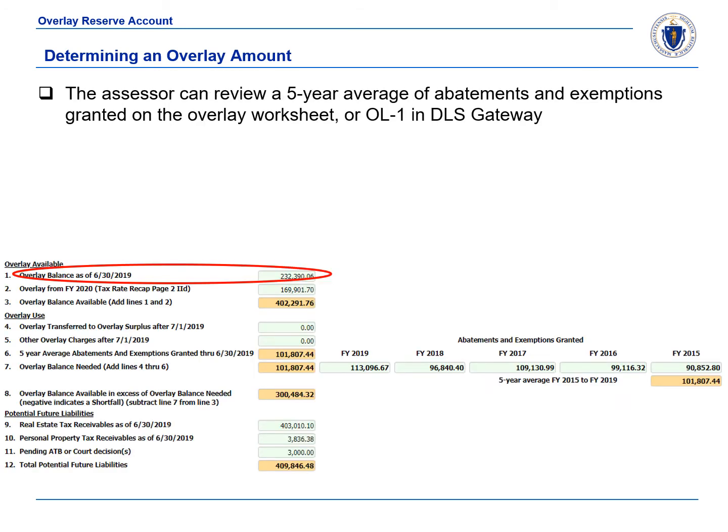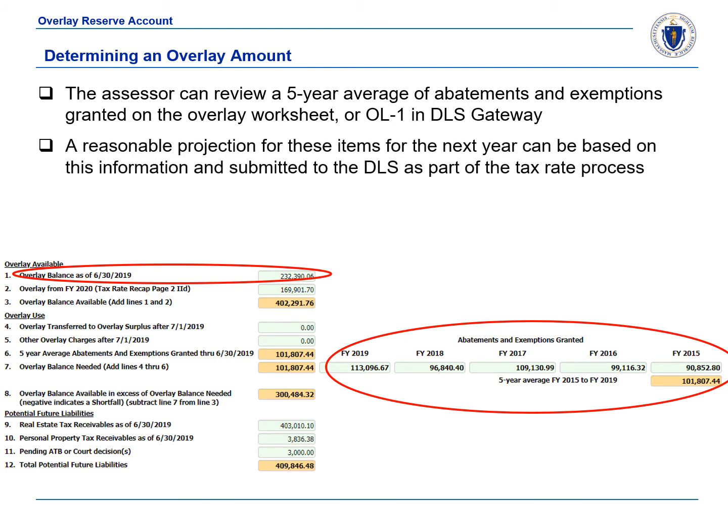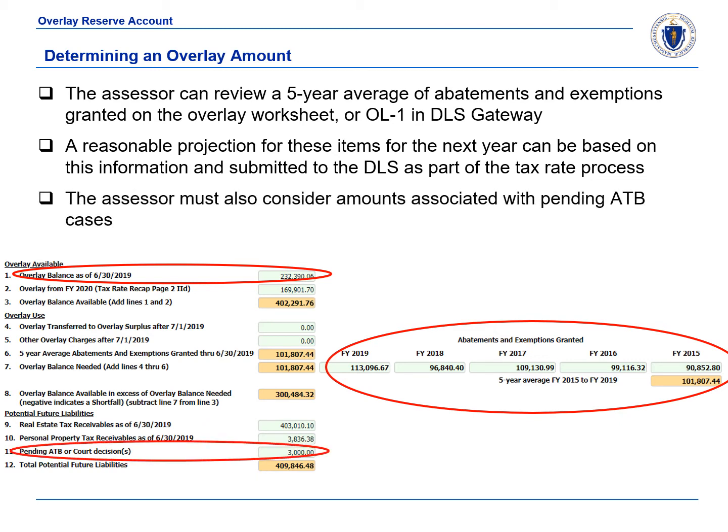The assessor can review a 5-year average of abatements and exemptions granted on the overlay worksheet or OL-1 in DLS Gateway. A reasonable projection for these items for the next year can be based on this information and submitted to the Division of Local Services as part of the tax rate process. The assessor must also consider amounts associated with pending appellate tax board cases and receivables.